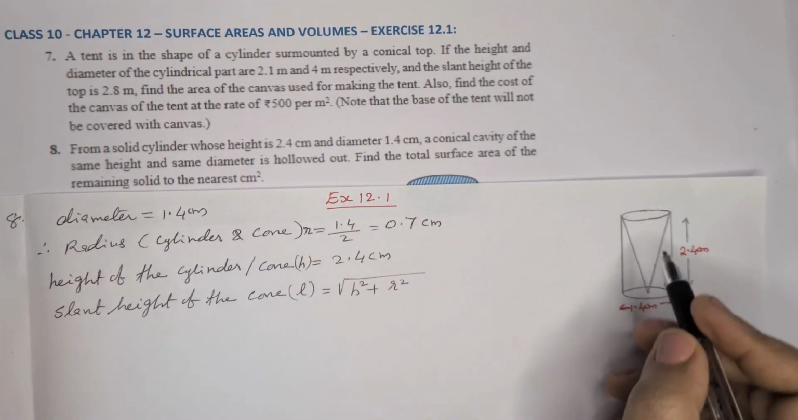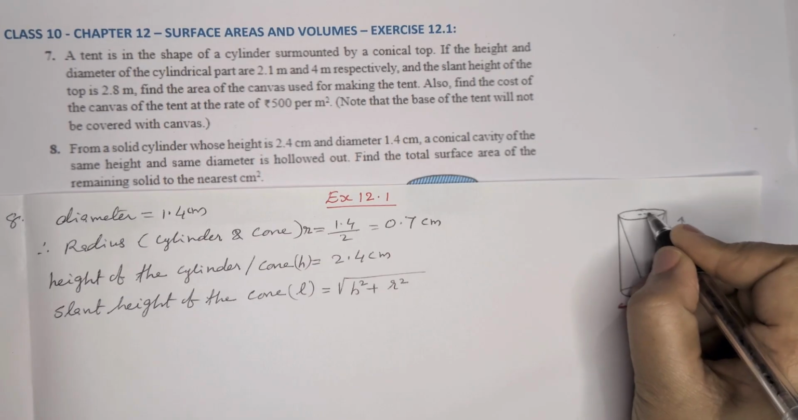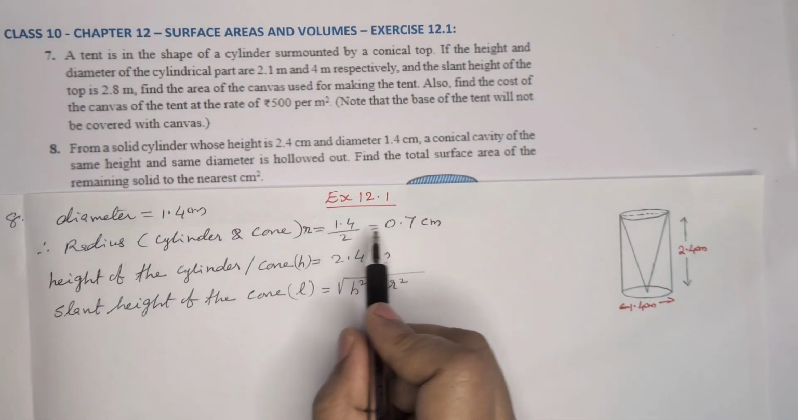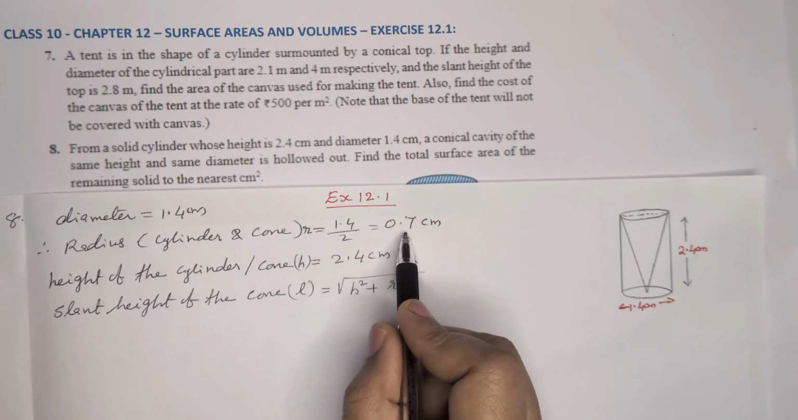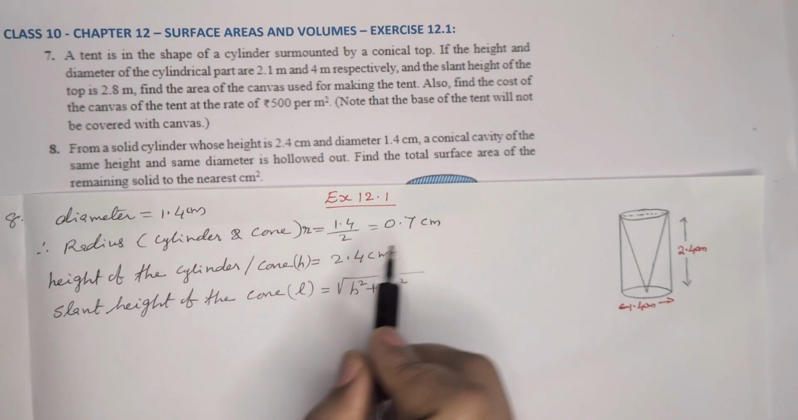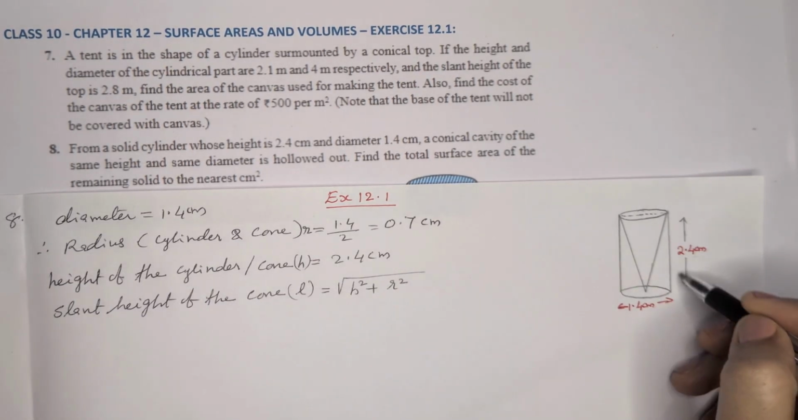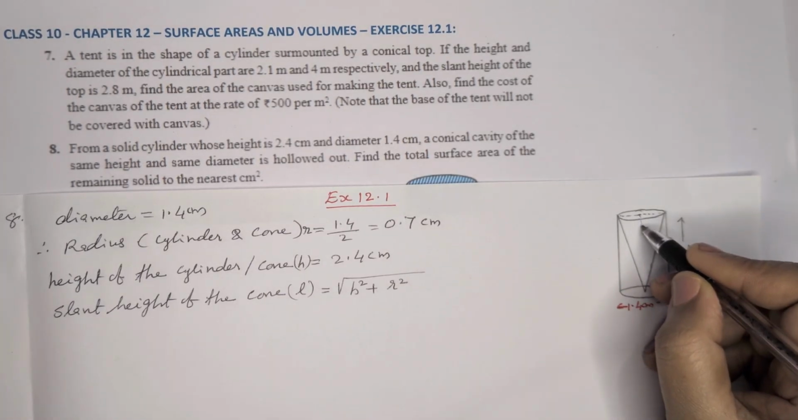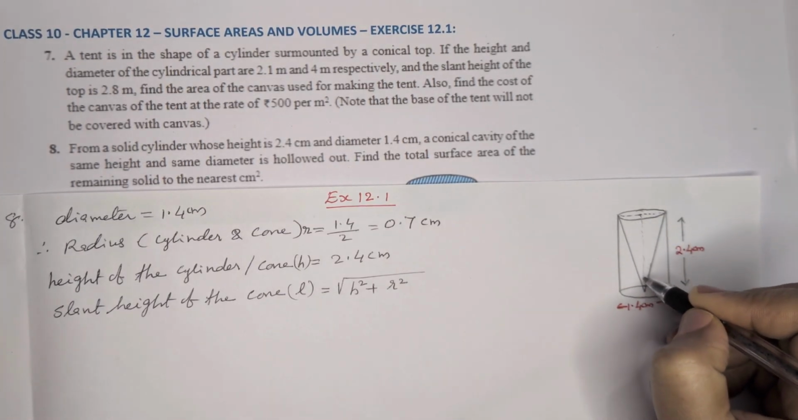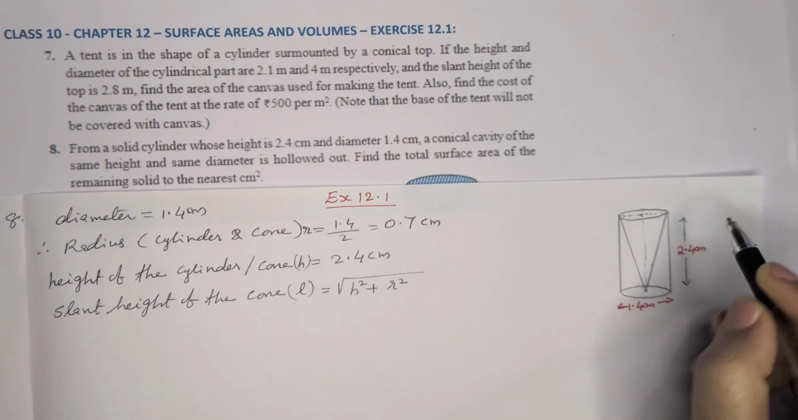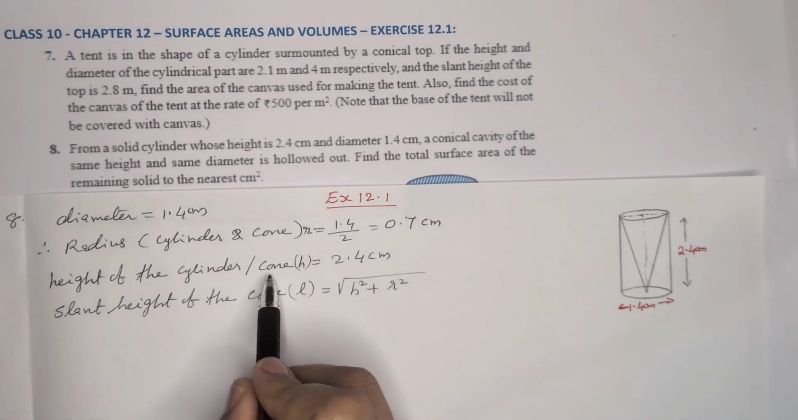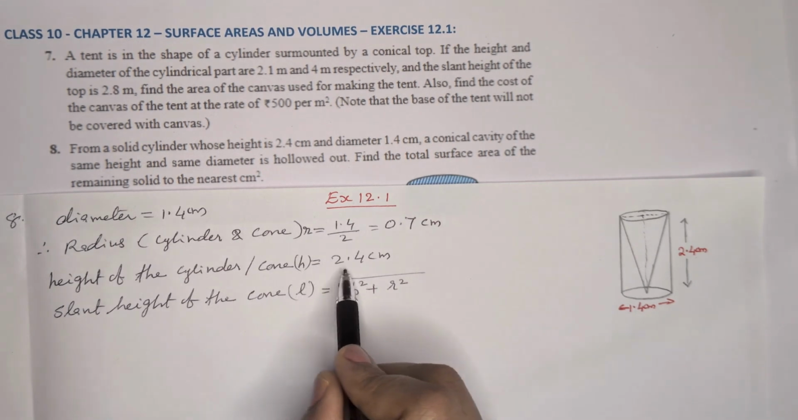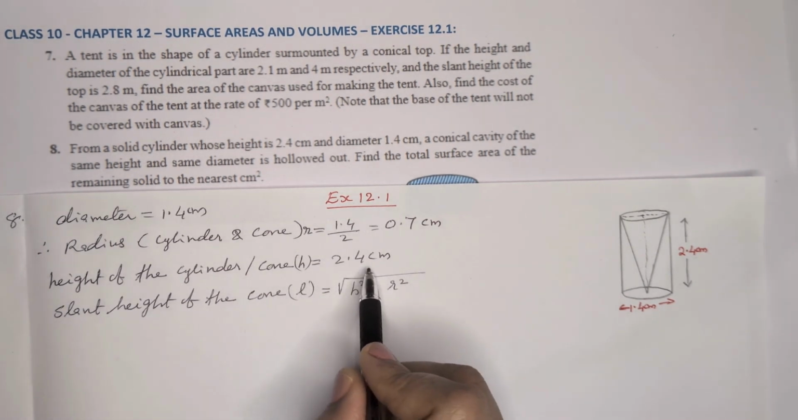Now radius of the cylinder or radius of the cone, which is equal to half of that, that is 1.4 divided by 2 is equal to 0.7 centimeter. Then height of the cylinder, that is given as 2.4 centimeter, which is same as height of the cone also. So height of the cylinder and height of the cone both are same. We can represent that as h is equal to 2.4 centimeter.